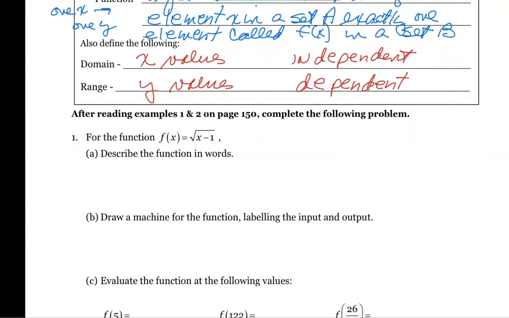Okay, after reading examples 1 and 2 on page 150, here again, we're taking you back to the textbook, complete the following problems. So for this function, f of x, I want you to describe the function in words. So in words, f of x is going to equal the square root of x minus 1. So to get your y, you're going to take 1 away from whatever the x value you have, and then take the square root of the remaining value.